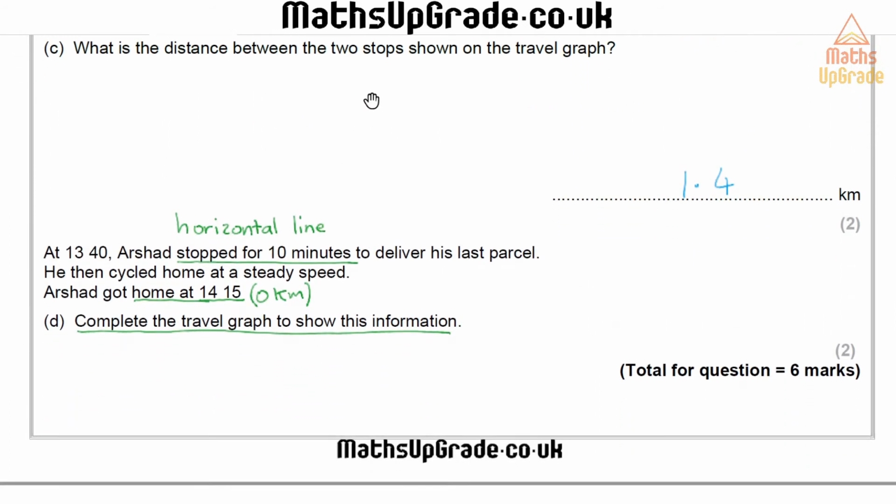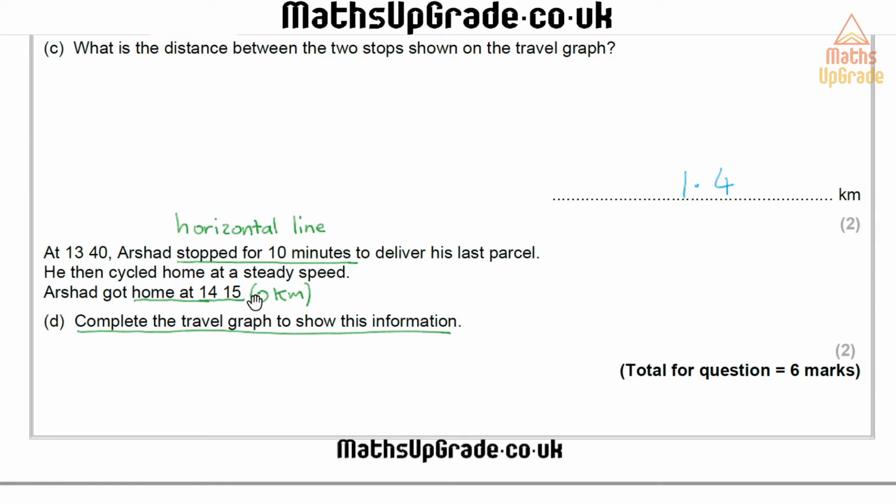Okay. The last part of the question. At 1340, Arshad stopped for 10 minutes to deliver his last parcel. He then cycled home at a steady speed. He got home at 14:15. Complete the travel graph to show this information.